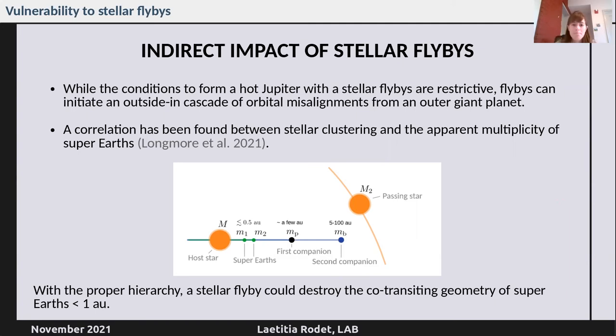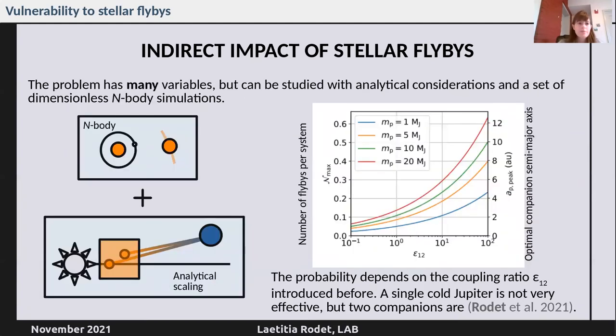So most of the time, people studying the influence of flybys on planetary systems do so with large simulations. The problem is, in this case, there are many variables to consider and it's hard to derive general results. So we tried to do really minimal dimensionless n-body simulations and then to combine them with analytical scaling and the previous results that I showed you on the influence of giant planets on the misalignment of super-Earths. And we were able to derive some nice formulas in order to predict the number of flybys per system that is able to break the co-transiting geometry as a function of the architecture of the system.